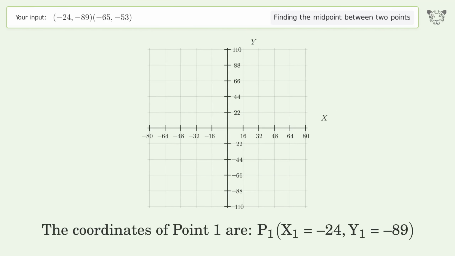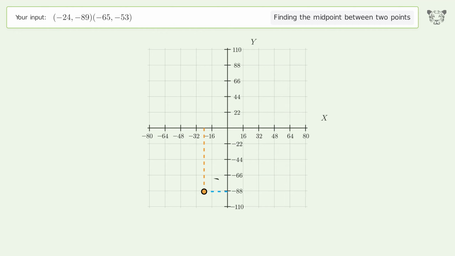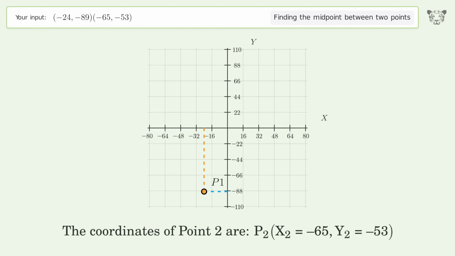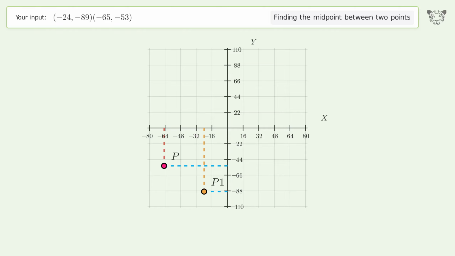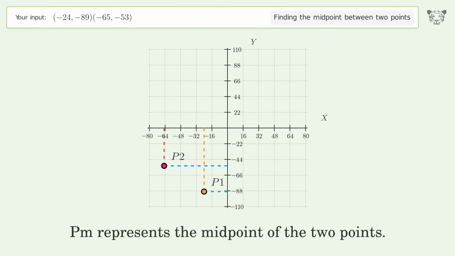The coordinates of point 1 are, x1 equals -24, y1 equals -89. The coordinates of point 2 are, x2 equals -65, y2 equals -53. PM represents the midpoint of the 2 points.